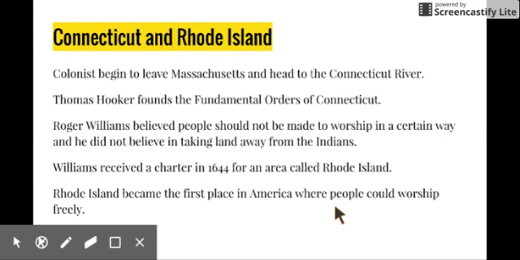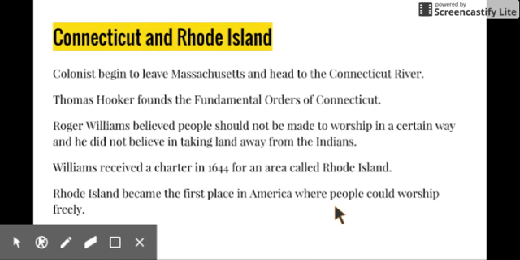Roger Williams believed people should not be made to worship in a certain way, and he did not believe in taking land away from the Indians or the Native Americans. So Roger Williams, he thought a person should be able to worship as they please. Did not matter what religion they were, where they came from. As long as they were a good person, that's all that mattered. He also did not believe in taking away land from other people. If it's their land, they should be able to keep it.